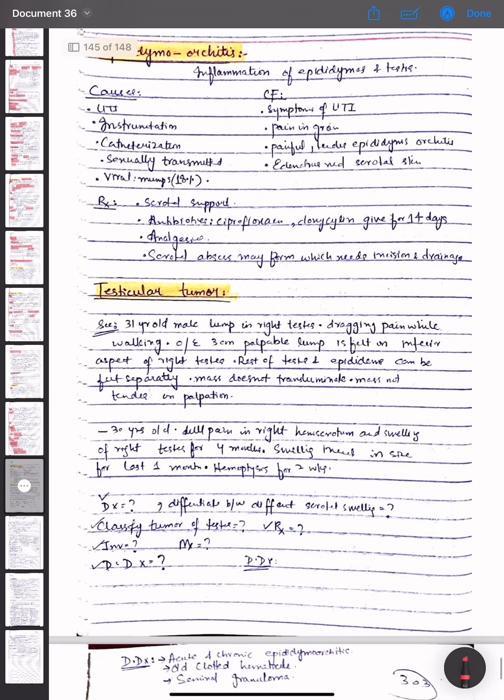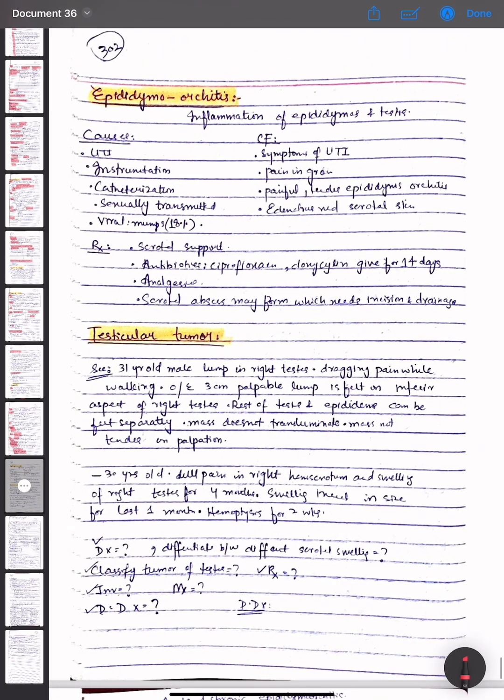Coming towards epididymo-orchitis, it is inflammation of the epididymis and the testes. The causes are UTI, instrumentation, catheterization, sexually transmitted infection, and viral mumps, that is 18%. The clinical features are symptoms of UTI, pain in groin, painful epididymo-orchitis, edematous scrotal skin. The treatment options are scrotal support, antibiotics, ciprofloxacin, analgesics, and a scrotal abscess may form which needs incision and drainage.